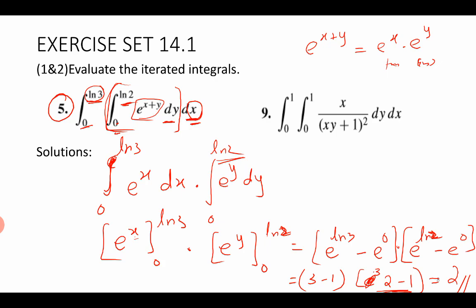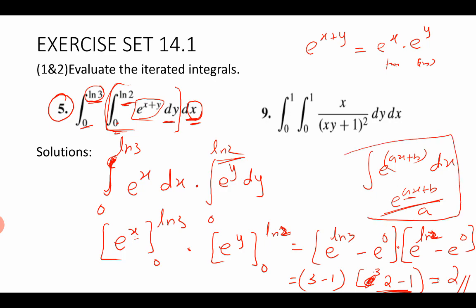We can directly integrate by first integrating e power. You remember a rule, e raised to ax plus b. When you integrate this one, the answer is e raised to ax plus b, and the coefficient of x will be in the denominator. That's the way to integrate exponentials. So when you directly integrate, y should be treated as a constant when you integrate with respect to x, or when you integrate with respect to y, x should be treated as constant.